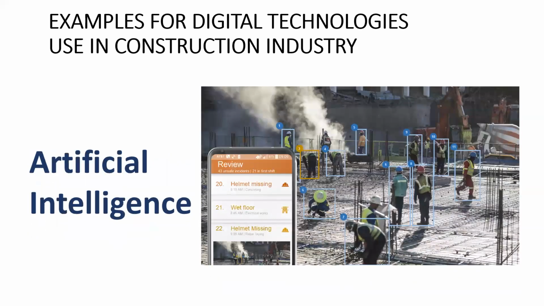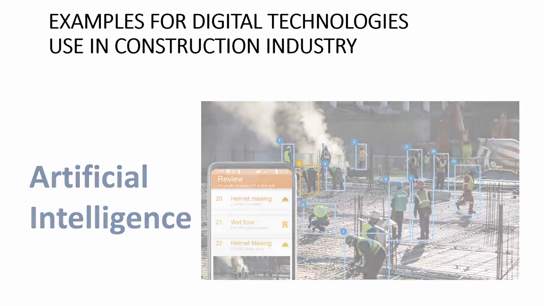So what is artificial intelligence? This is very important. I will explain this example. You can run a drone on top of this construction site, and you can capture some images. If you use artificial intelligence, you can identify people who are not wearing safety helmets. So that is a practical application of artificial intelligence.